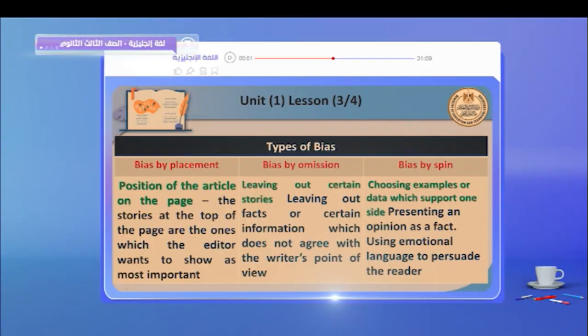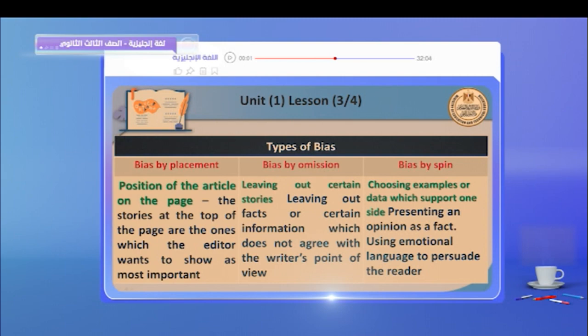Bias by spin, okay, this is the last type. Choosing examples or data which support one side. We choose examples or information that support one side only and don't talk about the other side. So we're talking about one side only, presenting only one point of view, so I turn the attention to that side and draw attention away from the other side, so they don't state their opinion on the topic.